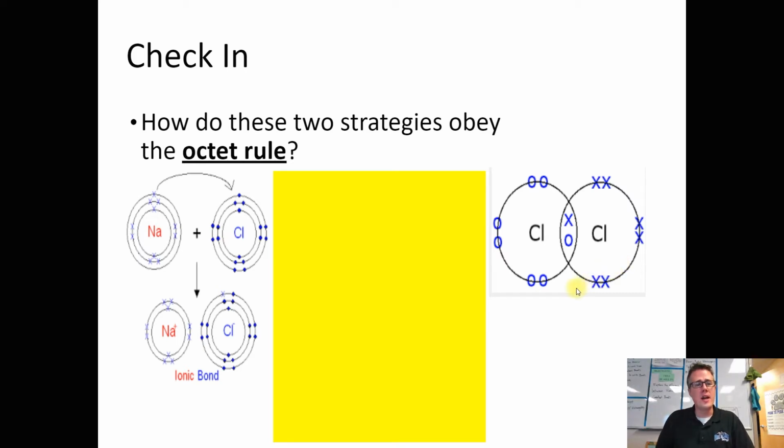So at the bottom of your page, how does the ionic strategy allow atoms to get what they want? And then the other box, how does the covalent strategy allow atoms to get what they want? Pause this video and fill that in now. If you're still watching the video, you have taken a moment to fill that in.